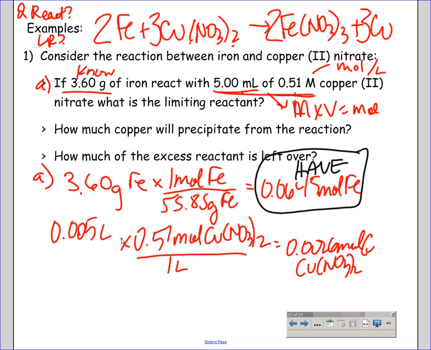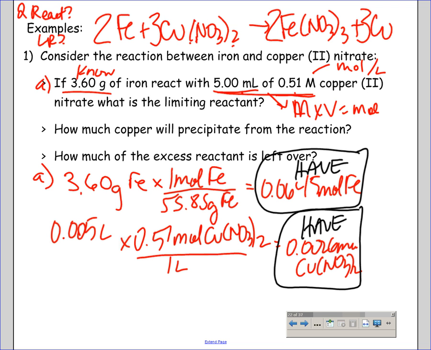Alright, and then this is also a half. This is how much I have of copper 2 nitrate. So write half above that one as well. Alright, first step accomplished. We have moles of both reactants. Now what do I need to do? What did it say in your previous slide? Compare reactants. With what? The ratio between pieces.